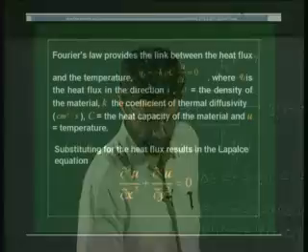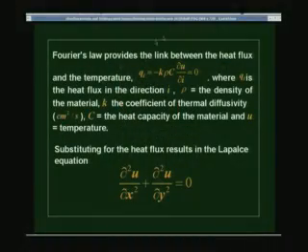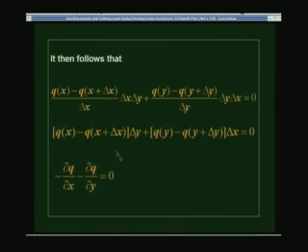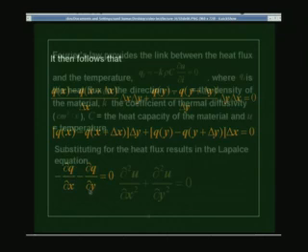So let me summarize this. We have Fourier's law, which says that the flux in the x direction, or any direction i, is related to the gradient of temperature in that direction, multiplied by some constants. Over here k is the coefficient of thermal diffusivity, rho is the density, and c is the heat capacity. And that leads, when you substitute it here, to the Laplace's equation.